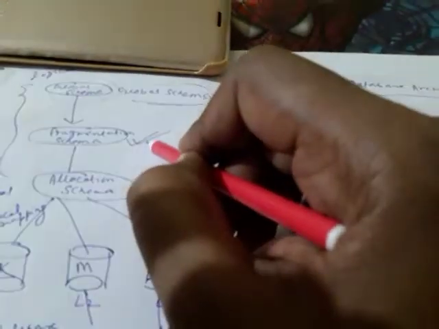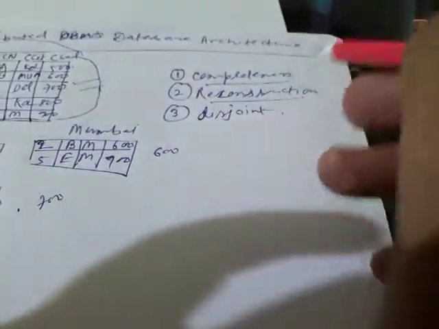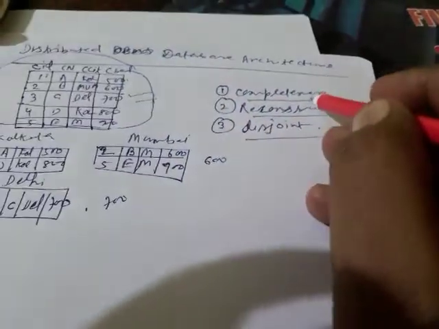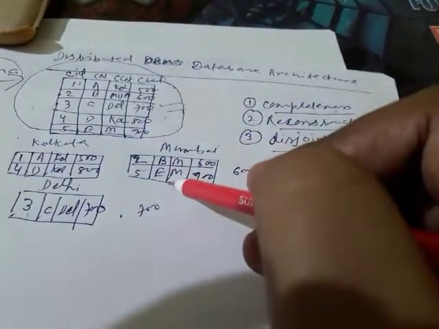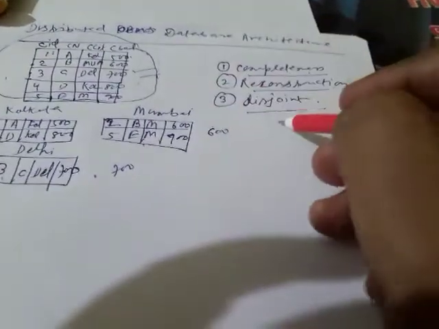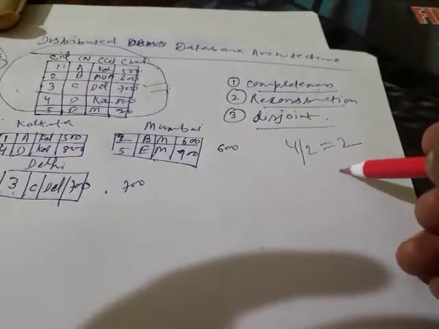In case of fragmentation, you have to keep in mind three conditions: completeness, reconstruction and disjointness. Completeness means what? When you divide this whole table, your whole table must be present in the division parts. Just like when you divide 4 by 2, what is the meaning of this 2? This is your complete division.